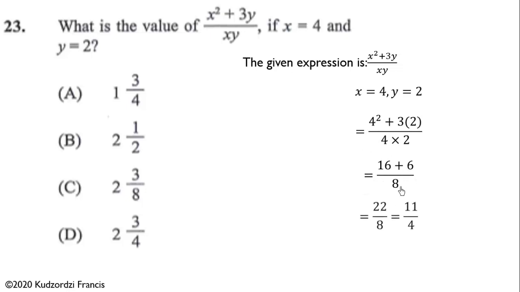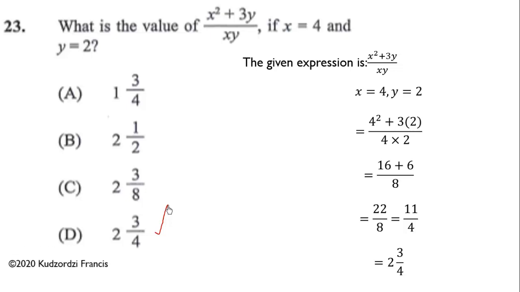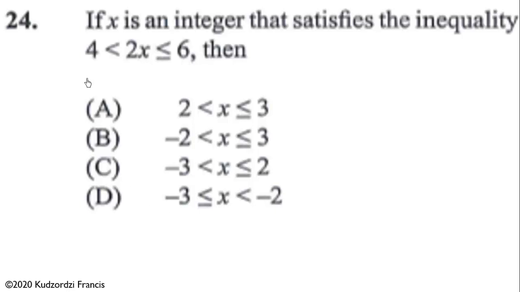Then let's add the numerators to get 22 over 8, and this will give you 11 over 4, because 2 will go here 4, 2 will go here 11 times. Now 4 can go into 11 2 times, remainder 3 over 4. Therefore the correct answer is D. Now let us check the next question, which is 24.